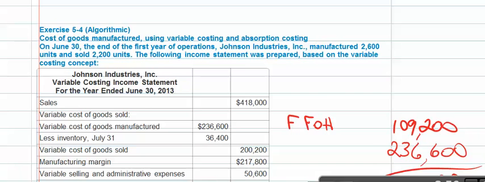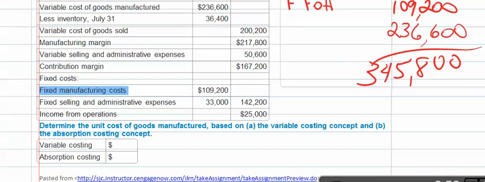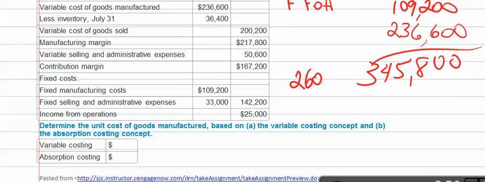So we manufactured 2,600 units. I can take this number and divide it by 2,600, and that'll give me my absorption cost per unit. $345,800 divided by 2,600 units. So my cost would be $133 per unit under absorption.